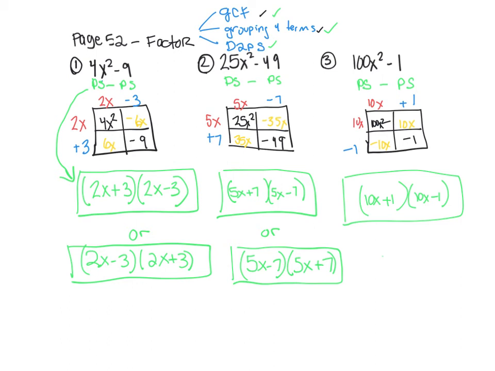And once again, I would know that if I wrote my answer as 10x minus 1 and 10x plus 1, these two answers here are exactly the same thing. You don't need to have both of those. One of those is sufficient, just showing you where they both come from. Okay? All right, so let's look at problems 4, 5, and 6.